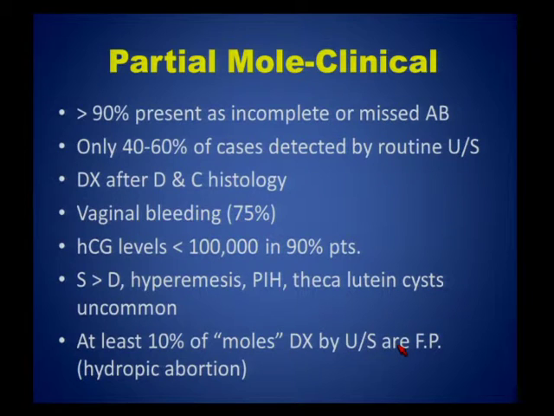The partial mole clinically, even less overwhelming. Greater than 90% present as an incomplete or missed abortion. And 40 to 60% of cases are detected by routine ultrasound, usually diagnosed after D&C is obtained, yielding decidual or placental histology. Vaginal bleeding is a presenting symptom in about 3/4 of cases. HCG levels, again, are lower in partial moles, less than 100,000 in 90% of patients. And size greater than dates, hyperemesis, pregnancy-induced hypertension, or thecal lutein cysts are very uncommon. And at least 10% of moles diagnosed by ultrasound are considered false positive. And these are so-called hydropic abortion or hydropic degeneration of the placenta.